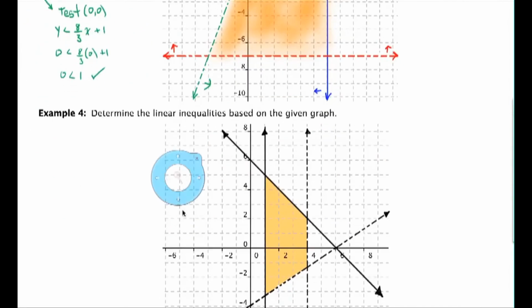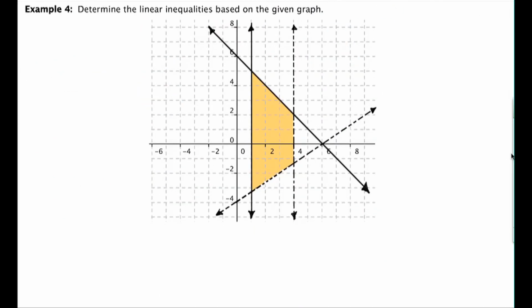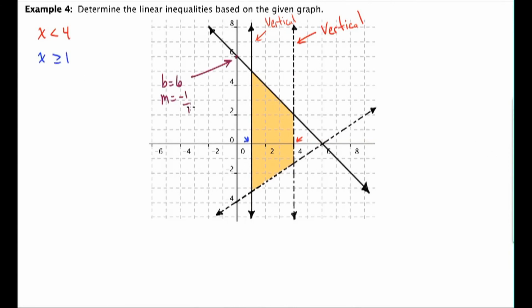Example 4, determine the linear inequalities based on the given graph. So I have 4 lines here. 2 of them are vertical, so it's going to be an x is less than or greater than inequality. The second 2 that I have here, one is going to be a negative slope and one's going to be a positive slope.